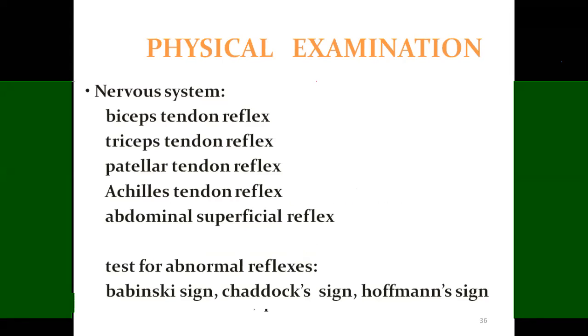And in the nervous examination, you have to write the biceps tendon reflex, triceps tendon reflex, patellar tendon reflex, Achilles tendon reflex, and then abdominal superficial reflex. And some signs you should be familiar with are the Babinski sign, Chaddock sign, Hoffmann sign, and then Brudzinski sign.